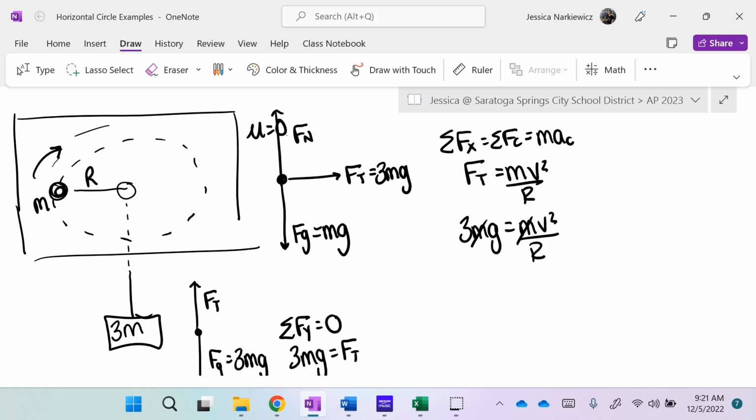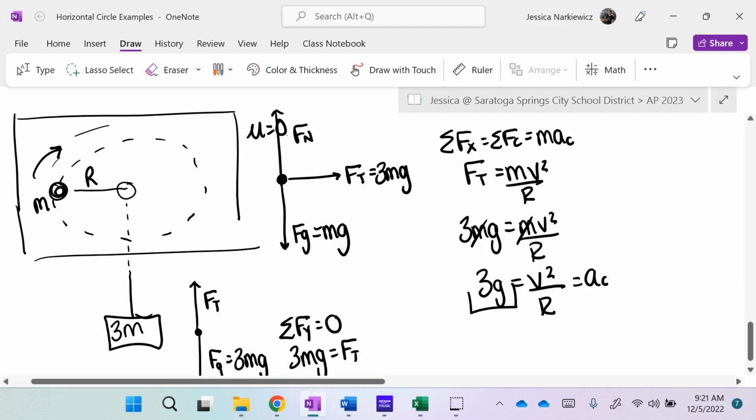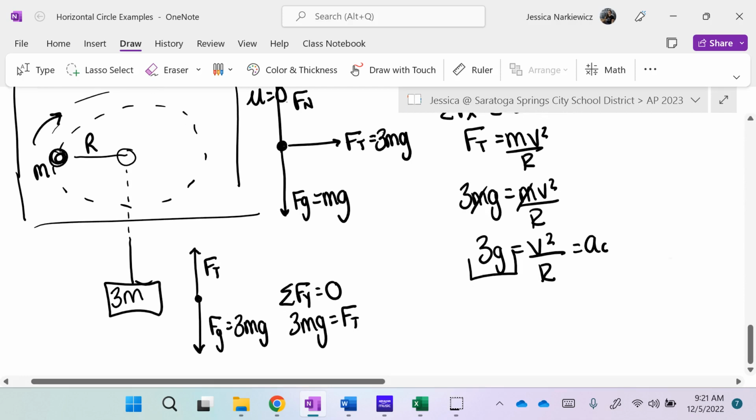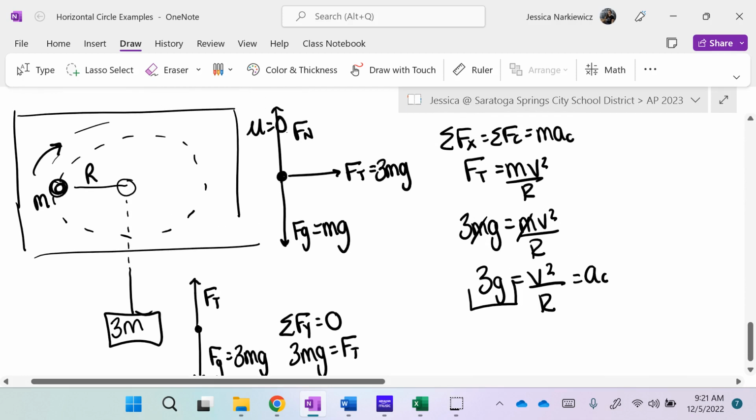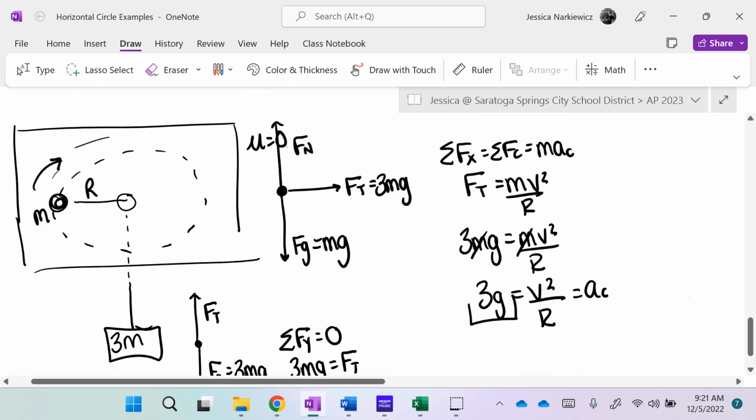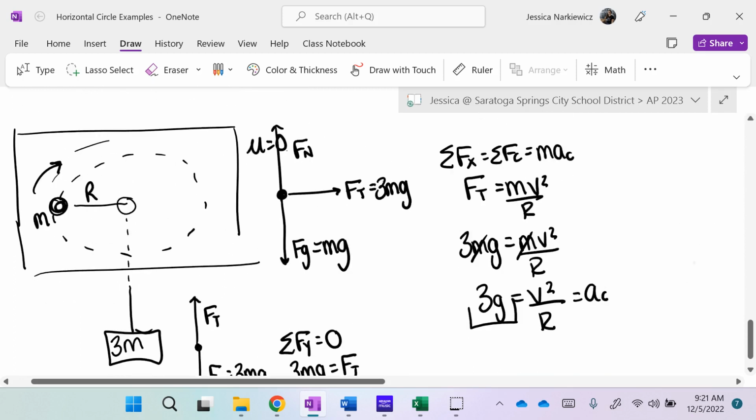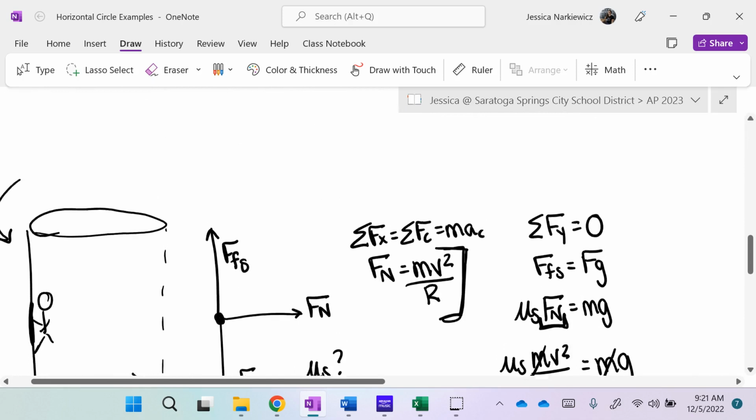Okay, so my mass cancels, right? So 3g is v squared over r, which is that centripetal acceleration. So this object actually is feeling an acceleration 3 times the acceleration due to gravity, which is pretty intense. So that's kind of interesting. Maybe I used too big of numbers. But yeah, that's how we would do this sort of system equation. Not much different than what we would do in general. And that is about it for objects moving in a horizontal circle.